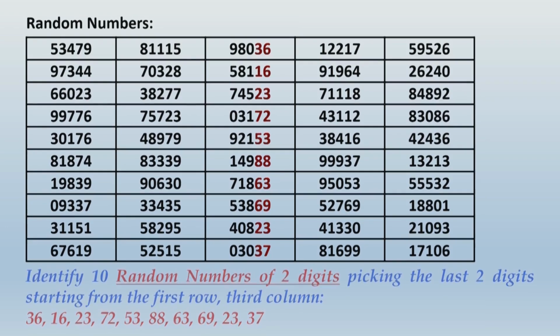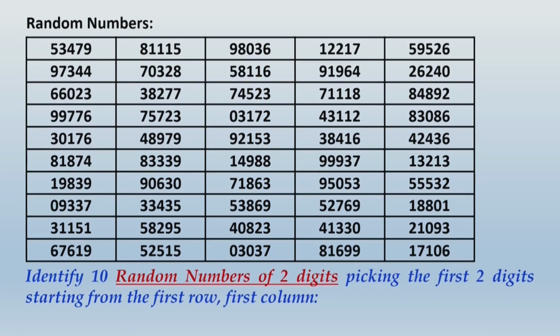Let us take one more example for better understanding. Same table, and now I am asking you to identify 10 random numbers of 2 digits, picking the first 2 digits starting from first row, first column. So now you start from first row, first column, and you have to pick the first 2 digits. It can be the first 2 digits, last 2 digits, anything. Now first 2 digits over here will be 53, followed by the next row, that is 97, then 66 and so on. So 53, 97, 66, 99, 30, 81, 19, 9, 31 and 67, and we will write up the same random numbers over here: 53, 97, 66, 99, 30, 81, 19, 9, 31 and 67.